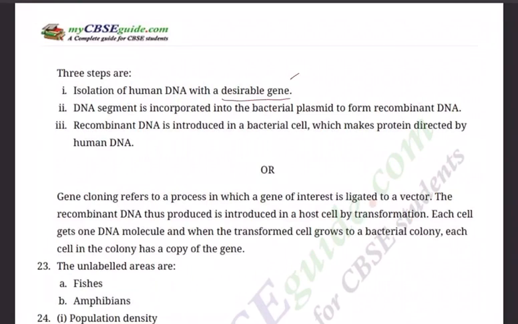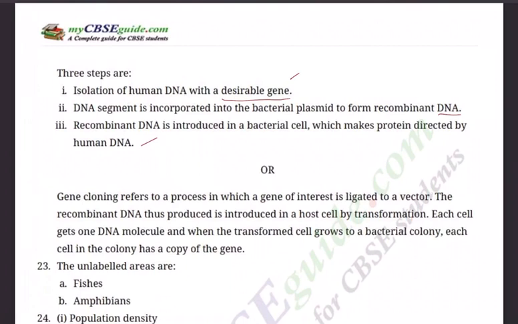Second step is the DNA segment is incorporated into a bacterial plasmid to form rDNA, recombinant DNA. Step number 3, rDNA is introduced into a bacterial cell which makes proteins directed by human DNA. So this is the wonderful picture that's given. And there is a choice.